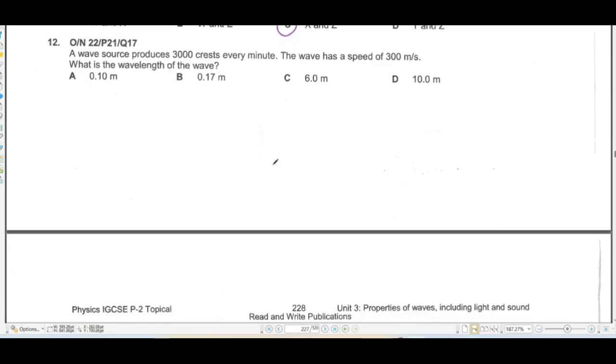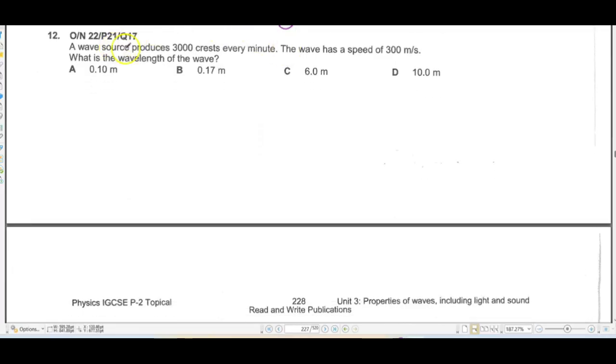Okay? Question number 12. A wave source produces 3000 crests every minute. The wave has a speed of 300 meter per second. What is the wavelength of the wave? Now, in order to find the wavelength, we have the formula V is equal to F lambda. We have the speed of the wave, but we don't have the frequency, okay?